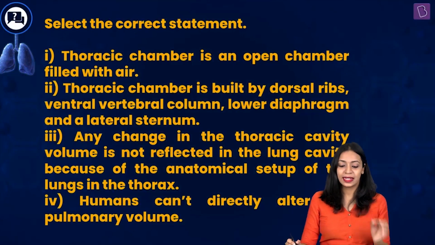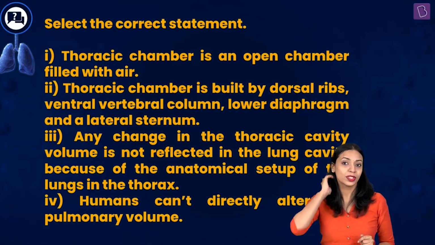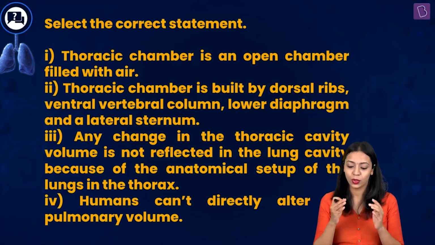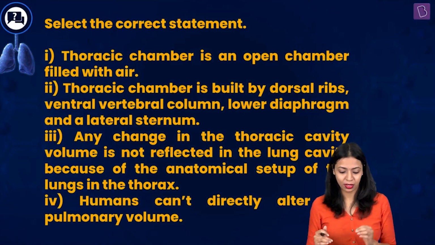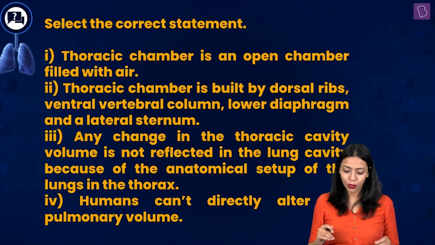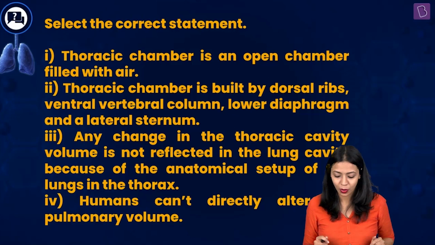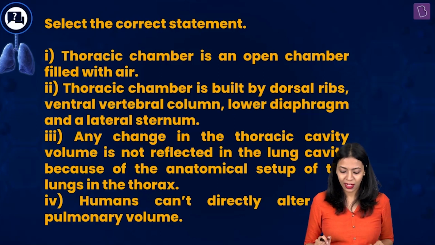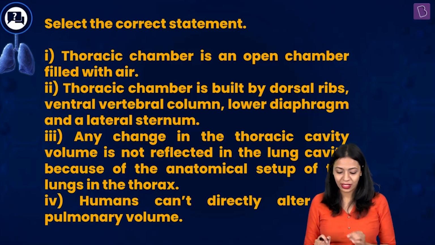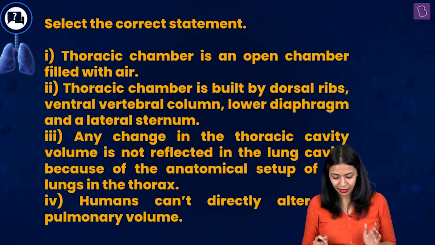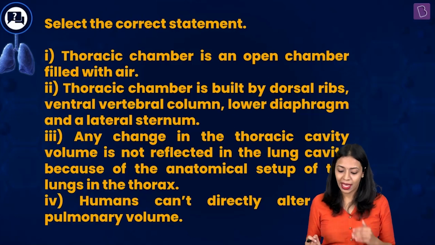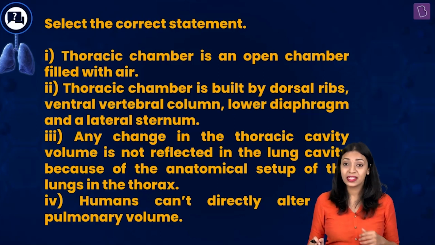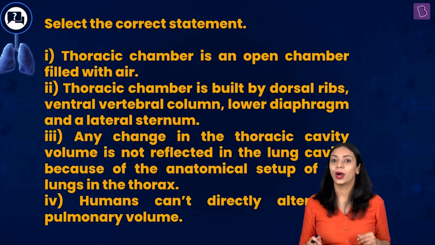Here's the question. Select the correct statement. There are 4 statements provided in the question. Statement 1, thoracic chamber is an open chamber filled with air. Statement 2, thoracic chamber is built by dorsal ribs, ventral vertebral column, lower diaphragm, and a lateral sternum. Statement 3, any change in the thoracic cavity volume is not reflected in the lung cavity because of the anatomical setup of lungs in the thorax. Statement 4, humans cannot directly alter the pulmonary volume.